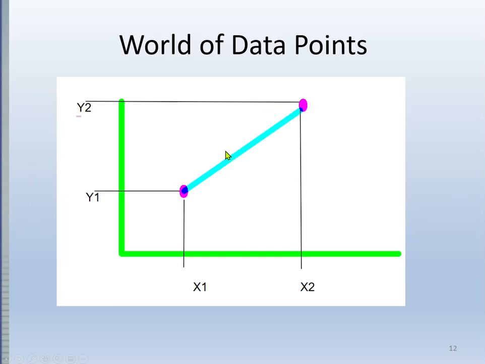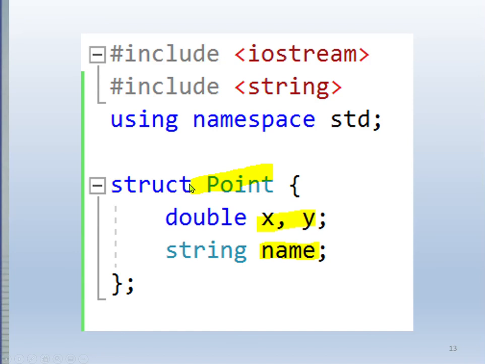Now we're going to go on to the world of data points. So we have a y1 and x1, y1, x2, y2, and maybe I'd like to calculate the distance between these 2 points. So I create a structure called point. There are 3 variables, x, y, and name.